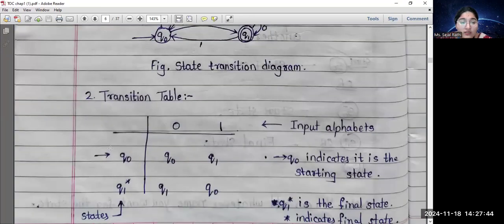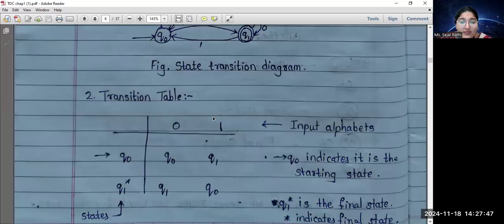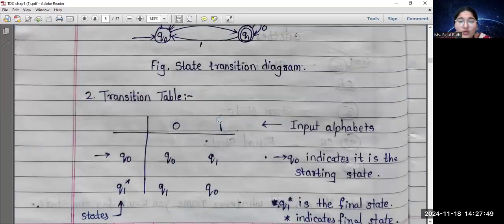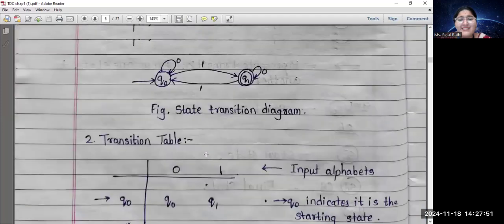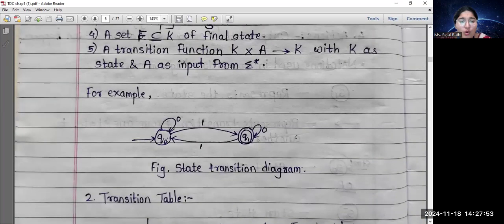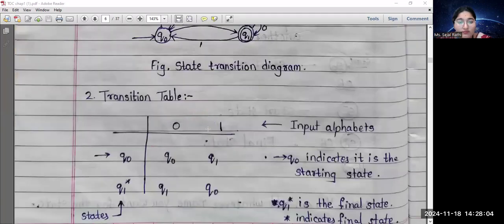Now Q0 with the input 1, what is the next state? It's Q1, correct? So we are writing Q1 here.